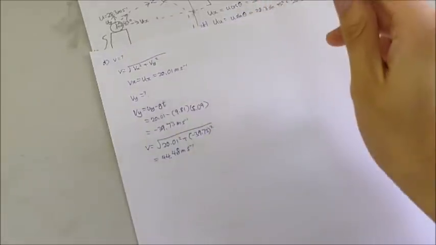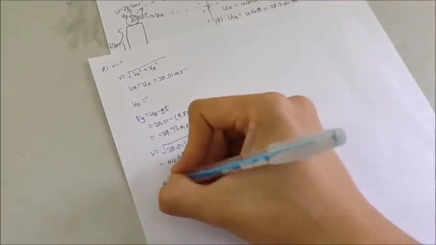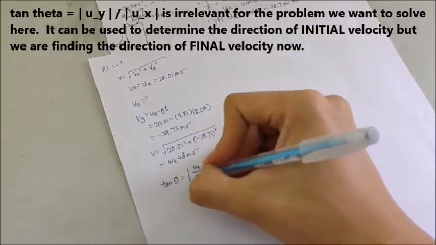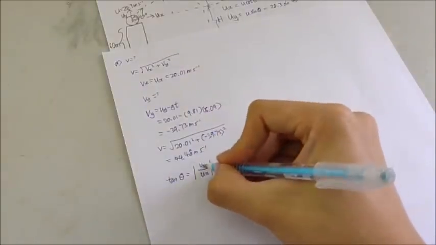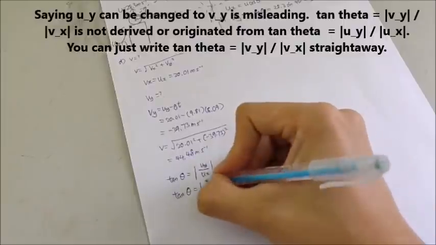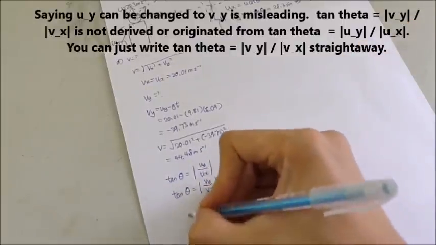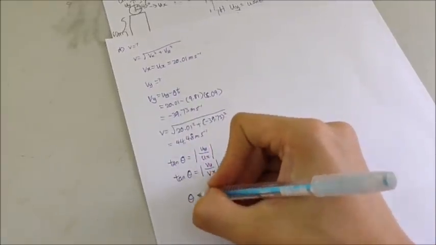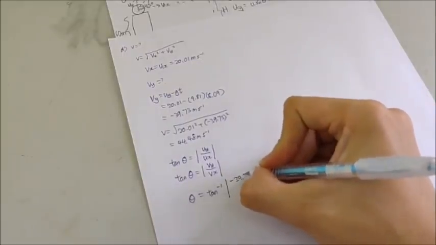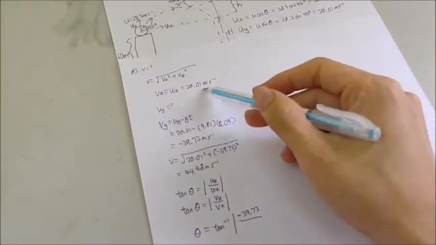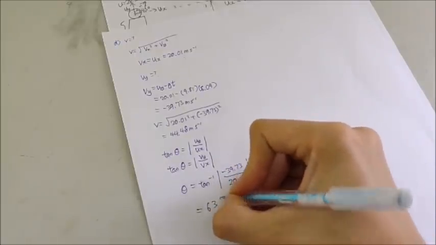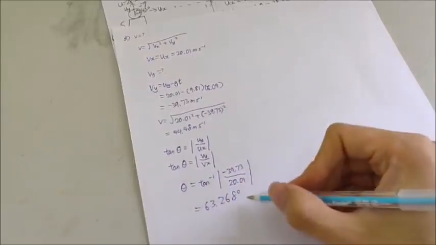All right, so next, if we find the magnitude, next we need to find the direction of the velocity. What is the formula for the direction? Tangent theta is equal to the modulus of Uy divided by Us. So Uy here, we can change it to Vy because we are finding the final velocity. So tangent theta is equal to the modulus of Vy over Vs. All right, so theta, this is what we want to find, the angle. Angle theta is basically equal to tangent inverse of the modulus of, what is the value for Vy? Negative 39.73 by referring to here, right? Over Vs, 20.01, modulus. So the final answer is 63.268 degrees.